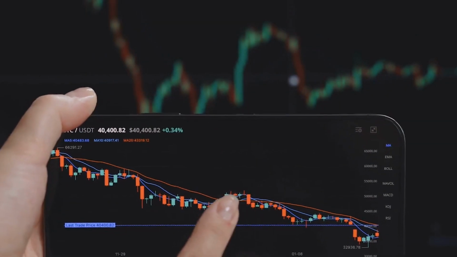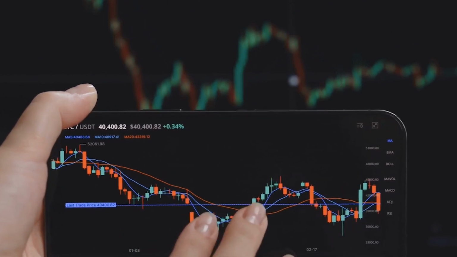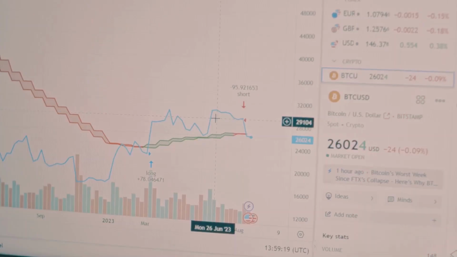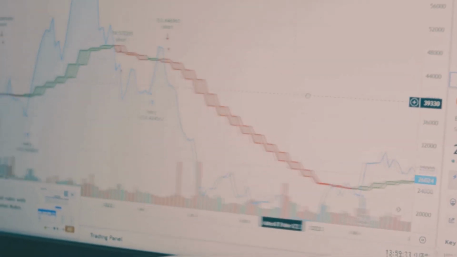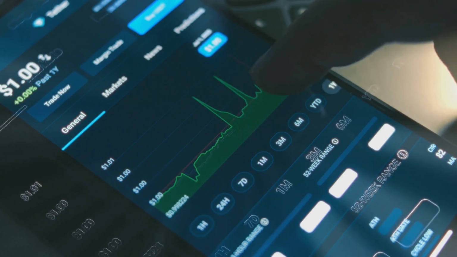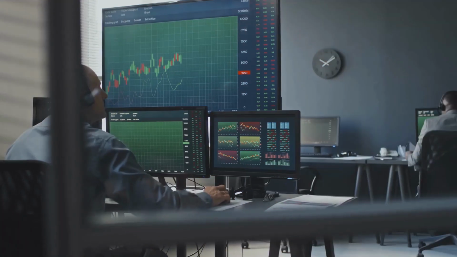If you want to take this strategy to the next level, you can combine it with other tools like support and resistance levels or volume indicators. For instance, if a golden cross occurs near a major support level with high trading volume, the signal becomes even stronger. These additional layers of analysis can help you refine your entries and exits, making the strategy even more effective.